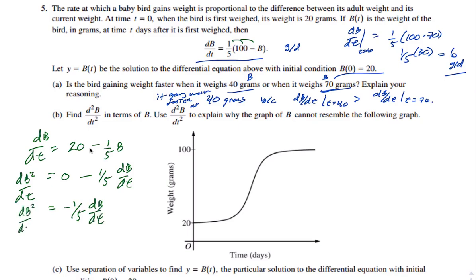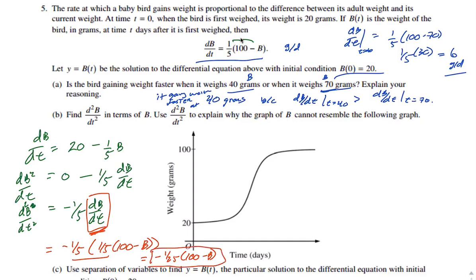But if you remember, you cannot leave dB/dt like this. It's never okay to do that. You've got to substitute it for what it equals, which is this guy. So I'm going to get negative 1/5 times 1/5 times (100 minus B). I could leave it like that. If I wanted to simplify it, let's multiply those to get negative 1/25 times (100 minus B). Okay, so that's my second derivative.